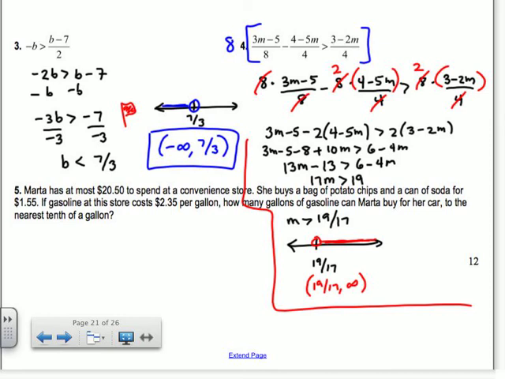Okay, Marta has at most $20.50 to spend at a convenience store. She buys a bag of potato chips and a can of soda for $1.55. If gasoline at the store costs $2.35 per gallon, wouldn't that be nice? I need to update my notes, don't I? How many gallons of gasoline can Marta buy for her car to the nearest tenth of a gallon?